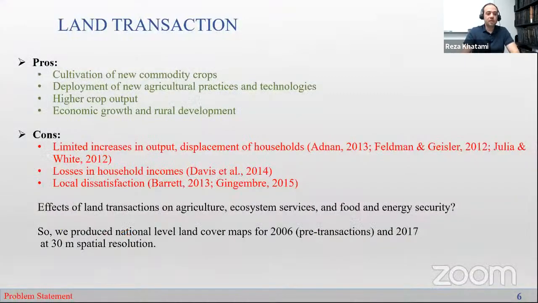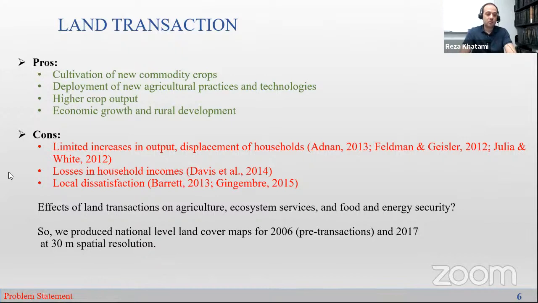There have been many discussions about the advantages and disadvantages of land transactions. On one hand, transactions can lead to deployment of new agricultural techniques that can increase crop yield and eventually lead to economic growth. On the other hand, many publications show that the increase in yield has been very limited, but the transaction has caused displacement of households, losses in household income, and dissatisfaction of farmers.